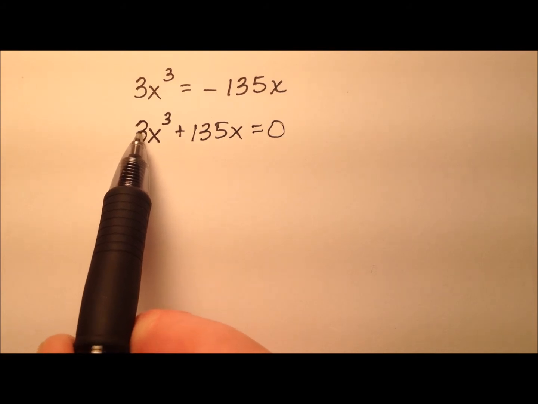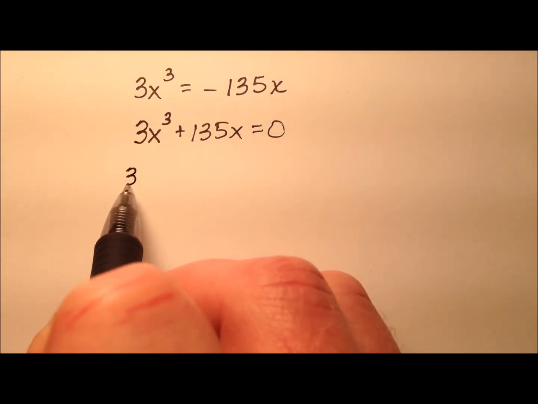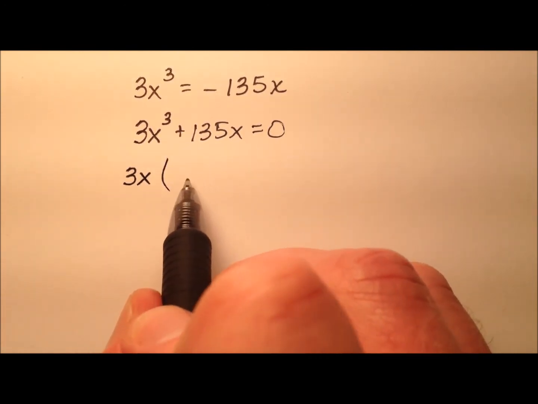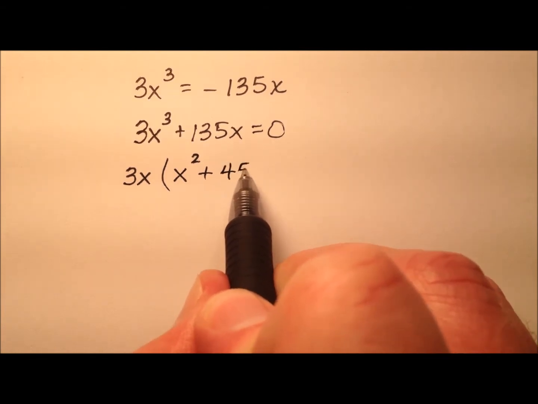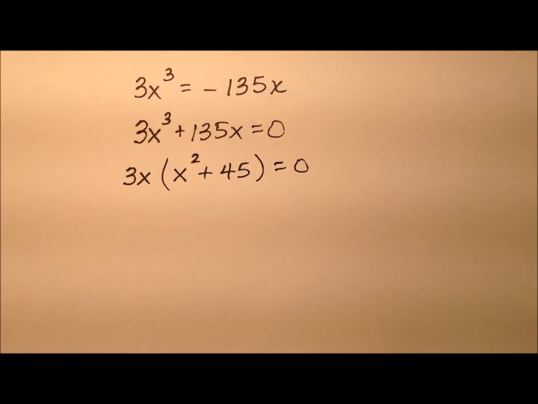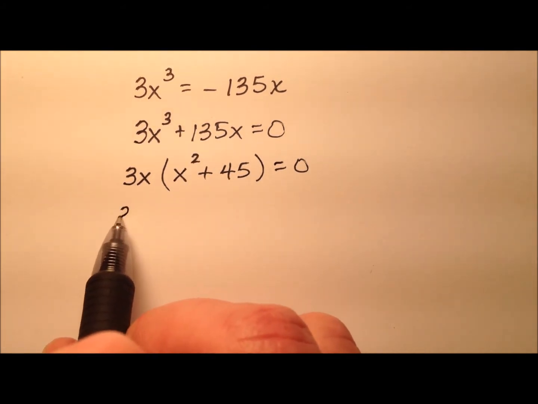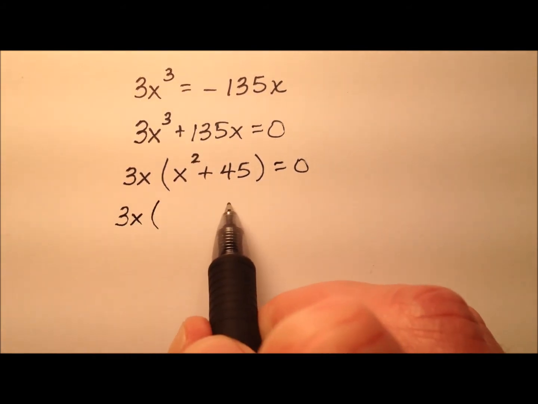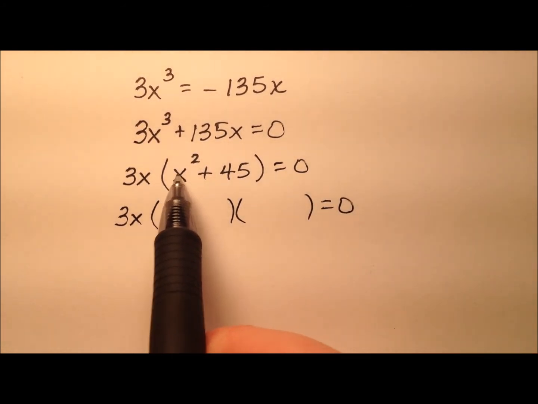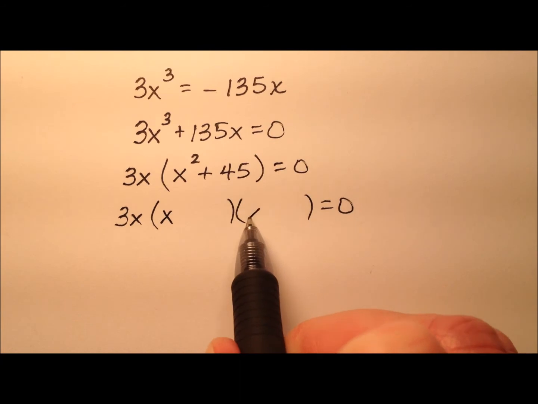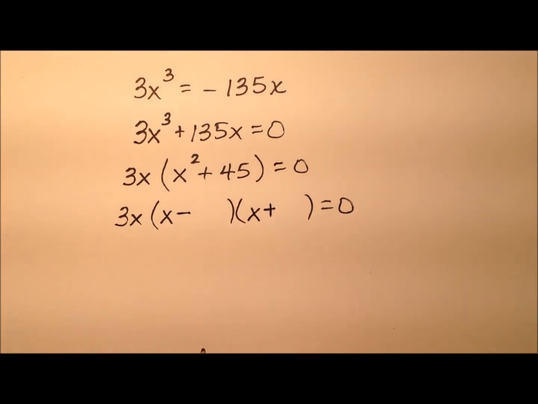Well, the first thing I notice is that I have a greatest common factor between these two terms of 3x. So when I pull that out, what's left over is x squared plus 45, and that equals 0. Well, the x squared plus 45 I could factor using the sum of squares factorization. So the square root of x squared will be x. Since it's the sum of squares, one will be negative, one will be positive.